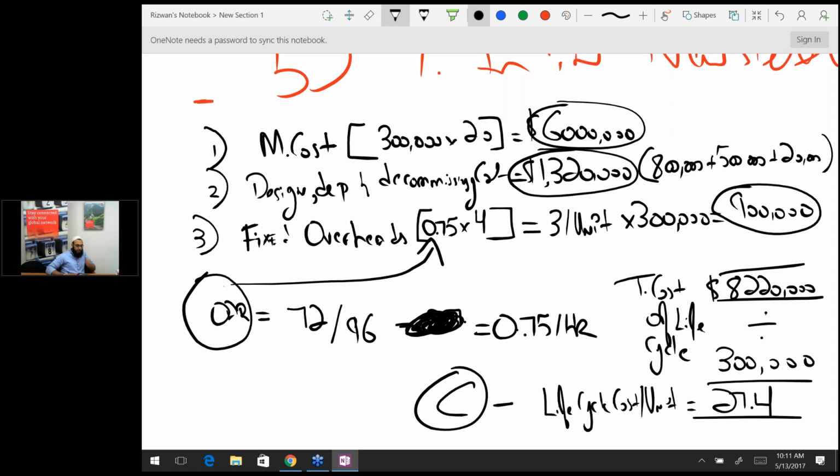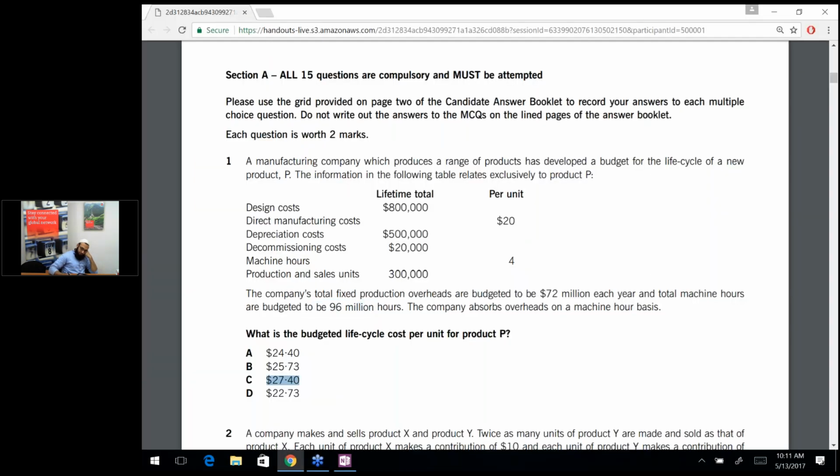So this is basically the calculation of the first MCQ, life cycle costing. The message is quite clear. Consider the entire life cycle cost, whether it is a one-time cost or a recurring cost. Now, C was the answer.